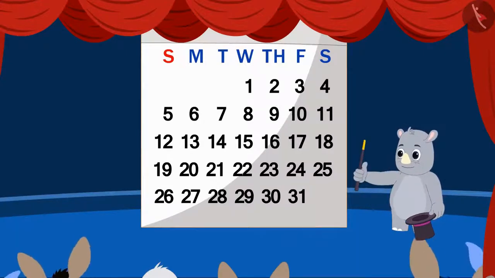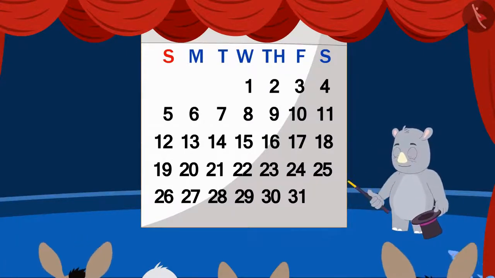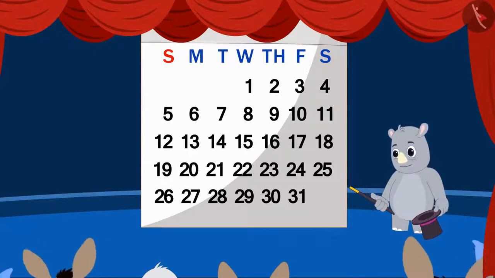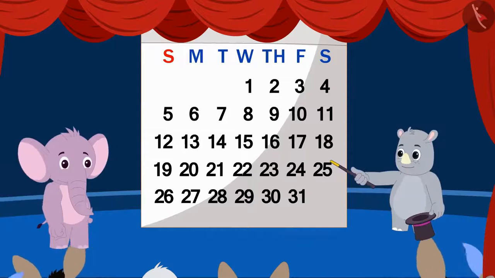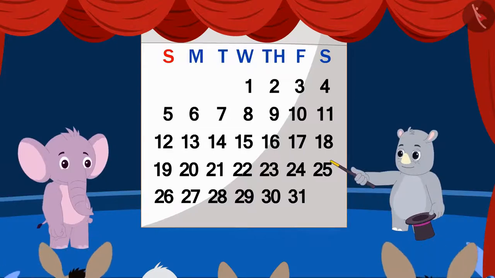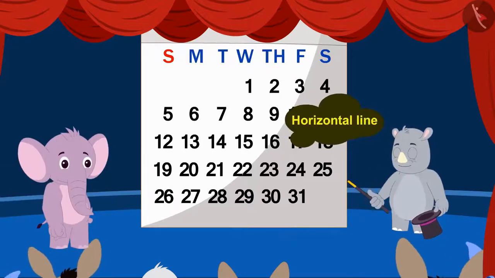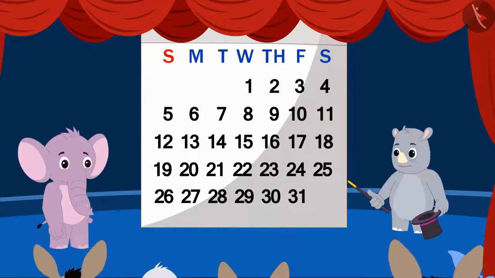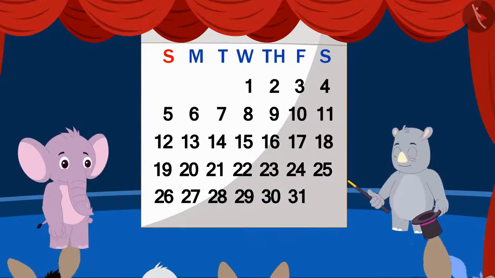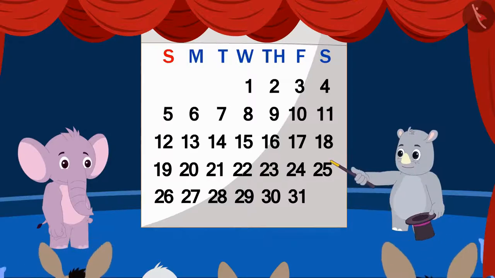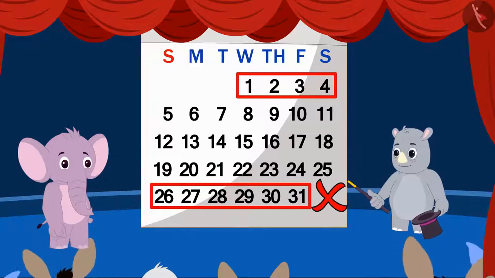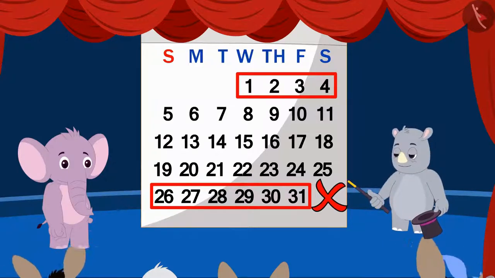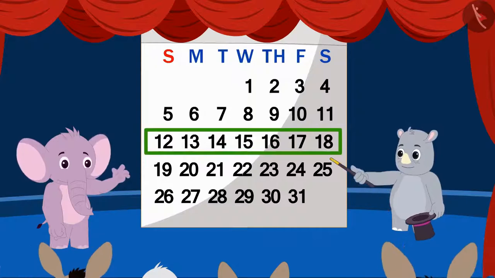Gaggu invited another person from the audience on the stage. This time, Appu has come on stage. Gaggu asked Appu to choose one of the horizontal lines of the calendar. All he has to keep in mind is that the horizontal line should not be incomplete. Appu chose the horizontal line with these dates.